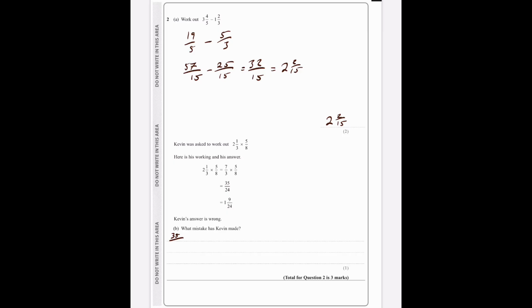Poor Kevin has thought that 35 is the same as 24 plus 9. Of course it's not, it's 24 plus 11, so it should be 11 over 24, not 9 over 24. Something that shows that you've spotted that 9 should be an 11 would do it.